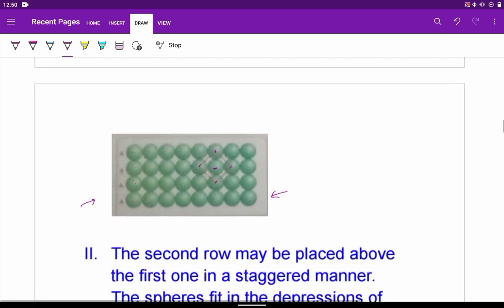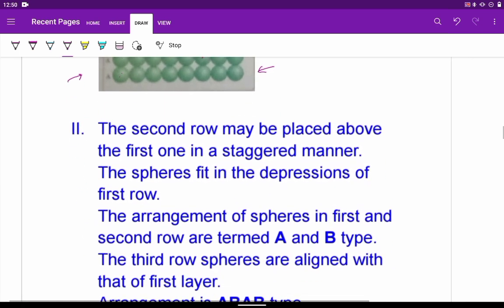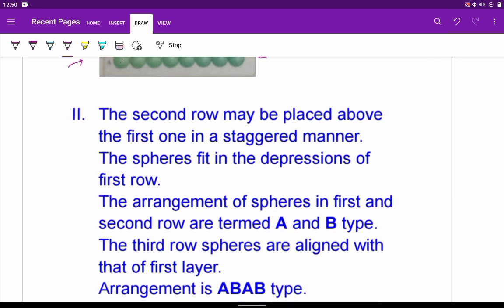There is another possibility as well. The second row may be placed above the first one in a staggered manner. That is, one sphere is not above the other sphere. For the second row, the spheres are fitting in the depressions of the first row. In the first row there will be a sphere, then there will be a depression, then there will be a sphere. Now the spheres of the second row fit in the depressions of the first row. So this type of arrangement of spheres in first and second row can be termed A and B type.